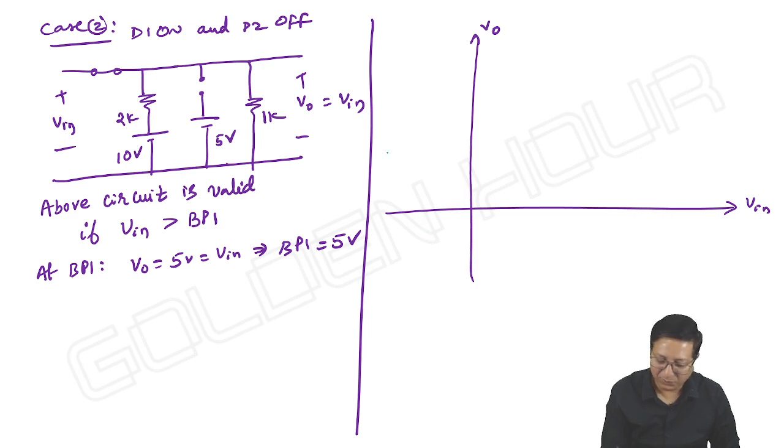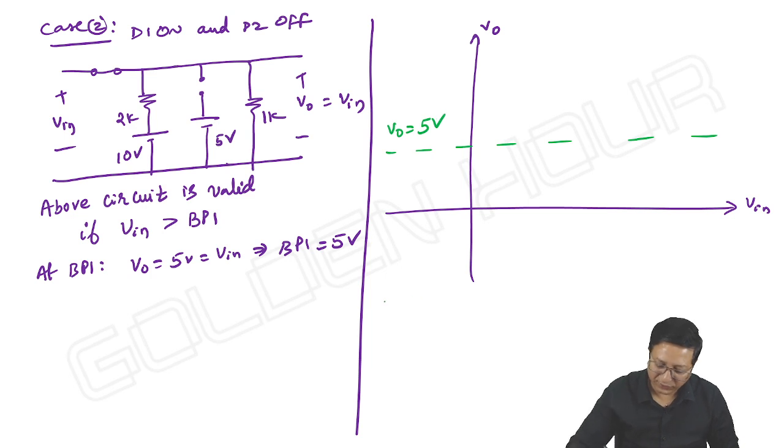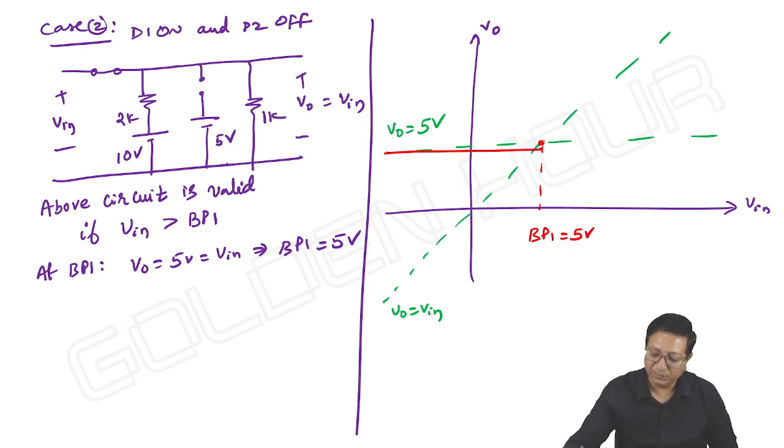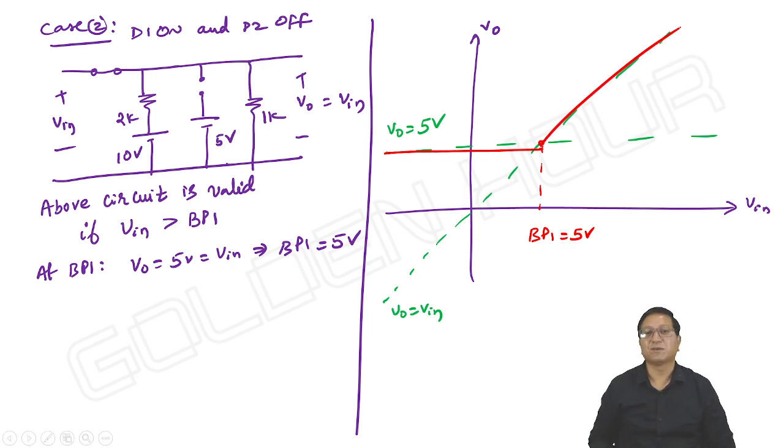One case is output is equal to 5 volts. Another case is output is equal to input. And what is our breakpoint, friends? This is our breakpoint 1. Only one breakpoint you can see. Input less than breakpoint, output is 5. Input greater than breakpoint, output is equal to input. That's it. Is there any necessity to worry about 10 volts? No.